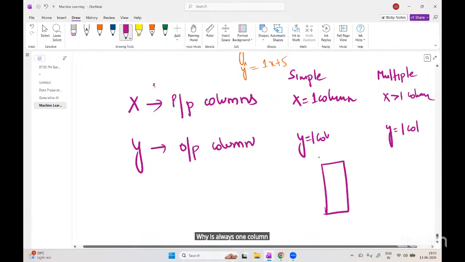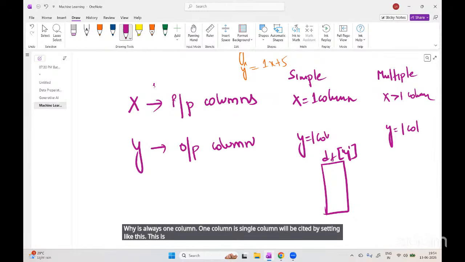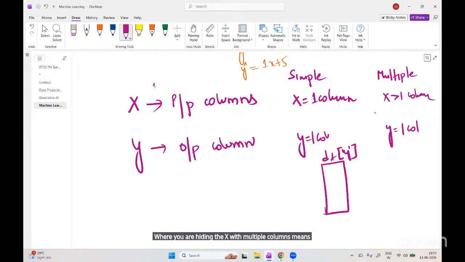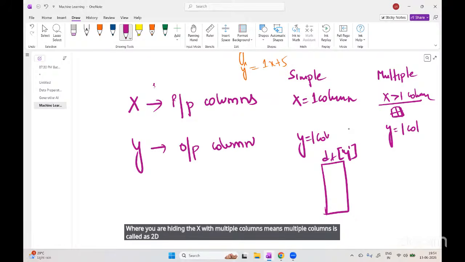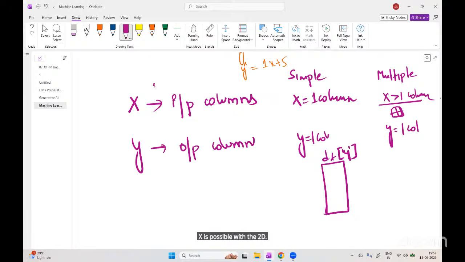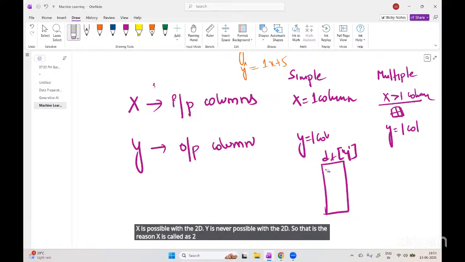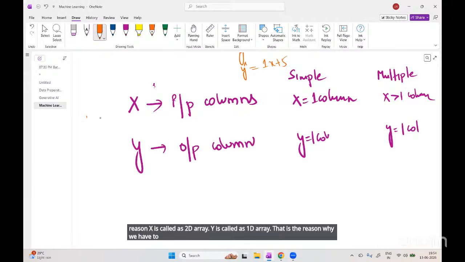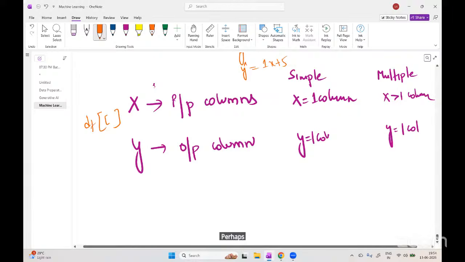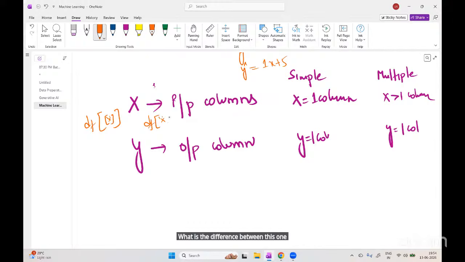A single column will be selected like this. This is one column. Where X has multiple columns, that is called 2D. X is possible with 2D. Y is never possible with 2D. So that is the reason X is called a 2D array, and Y is called a 1D array. That is the reason we have to consider df of one more bracket of X. What is the difference between this one and this one? This is 1D. This is 2D.